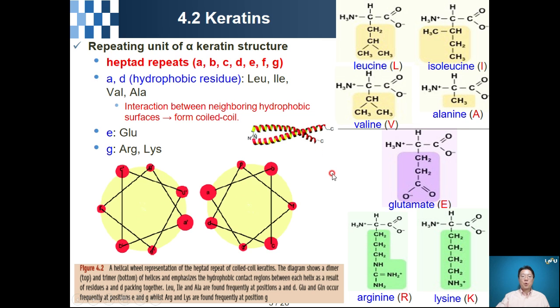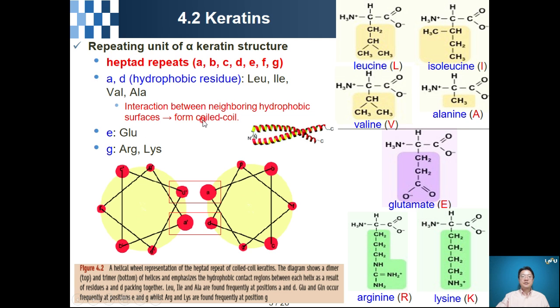When they form the coiled coil structure, the contact region is usually A and D. In these A and D positions, the amino acids are composed of hydrophobic residues, such as leucine, isoleucine, and valine, which have aliphatic side chains. So most of the A and D positions are hydrophobic residues.